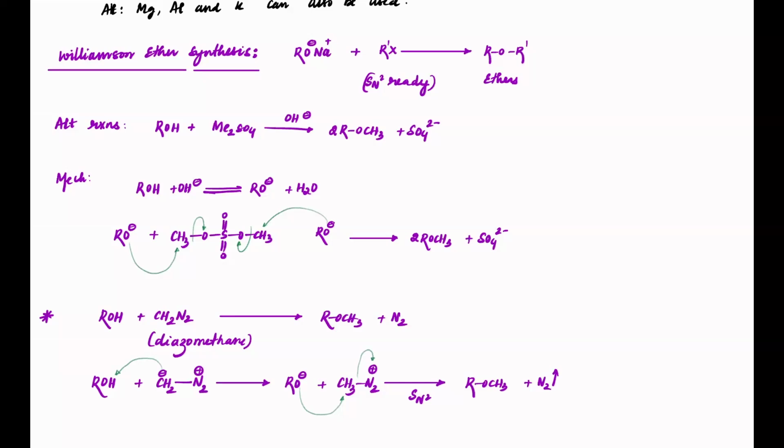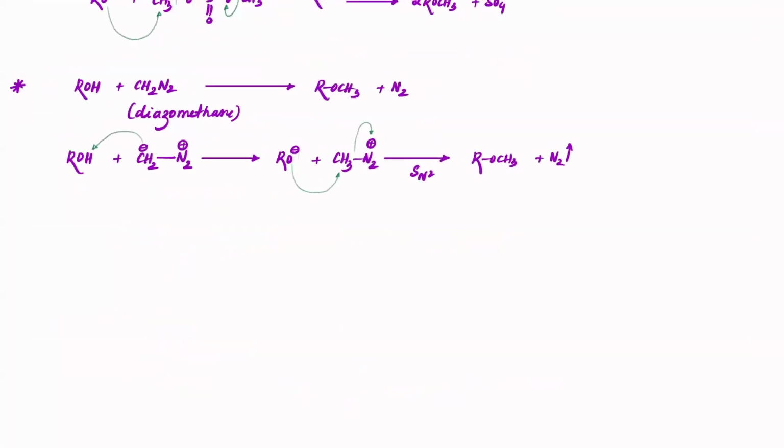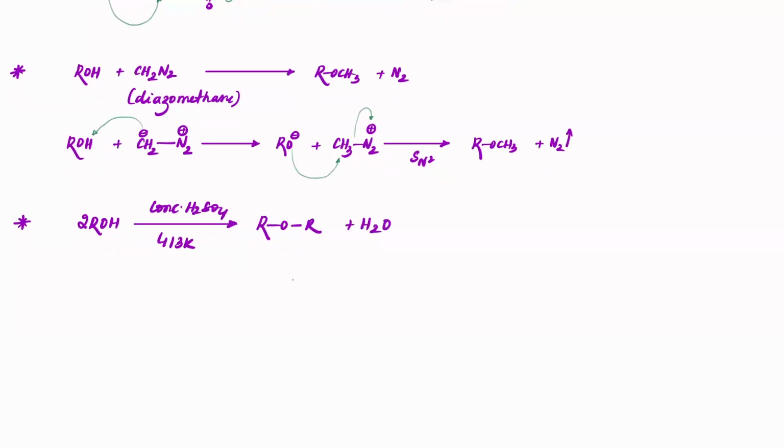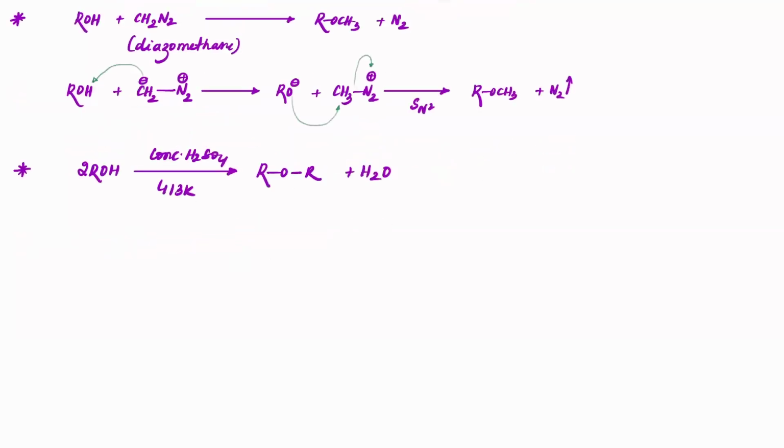Next, alcohols. In case you take 2 moles of it and use it with concentrated H2SO4, at around 413 kelvins, you will end up getting an ether plus H2O. It's a very important temperature condition. Okay, 140 degrees Celsius is 413 kelvins here.